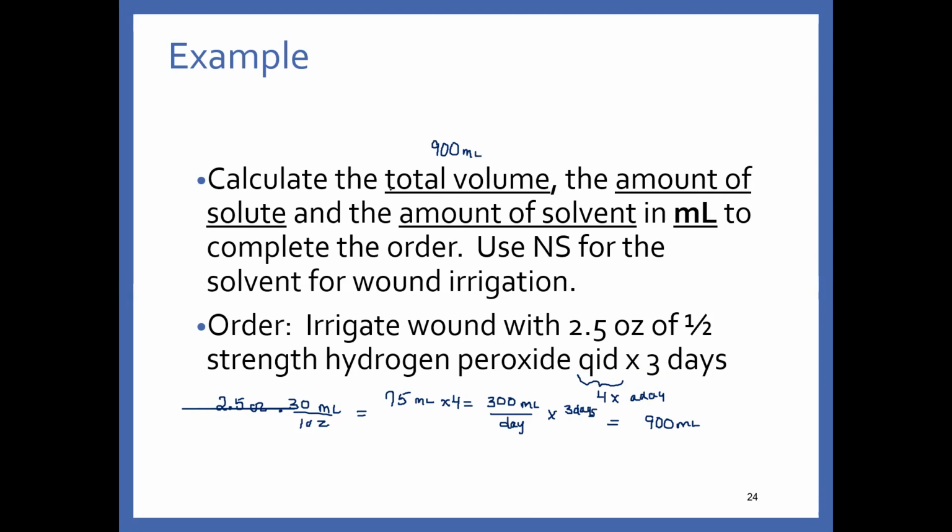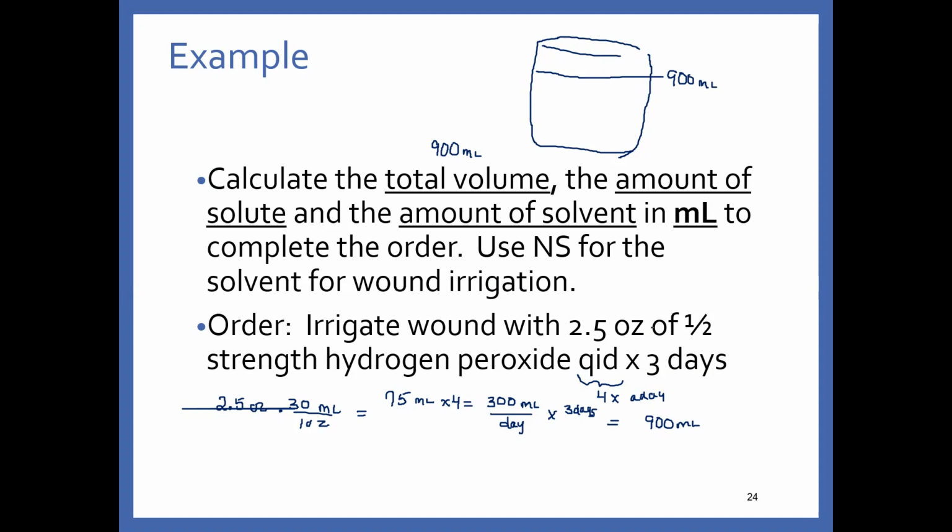Next, it asks me for the amount of solute and the amount of solvent. It tells me that I'm to be using hydrogen peroxide as the solute, and I'm to be diluting it with normal saline. So I'm picturing my beaker. In my beaker, I'm going to measure nearly full at 900 milliliters. So here's my line for 900 milliliters.